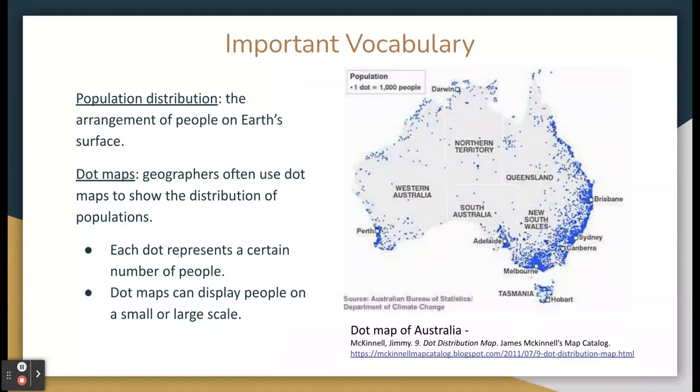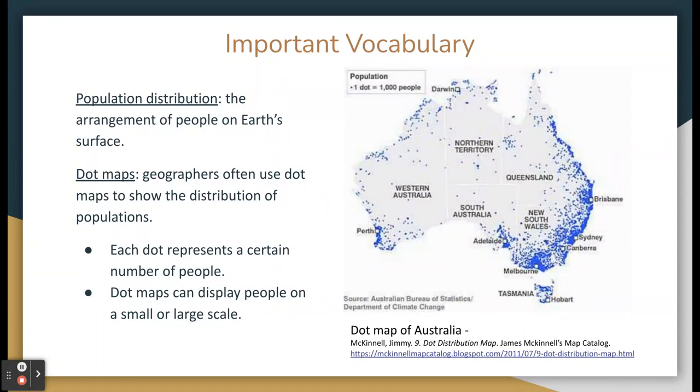To continue, population distribution is the arrangement of people on Earth's surface. Geographers often use dot maps to show the distribution of populations. Each dot represents a certain number of people. Dot maps can display people on a small or large scale.